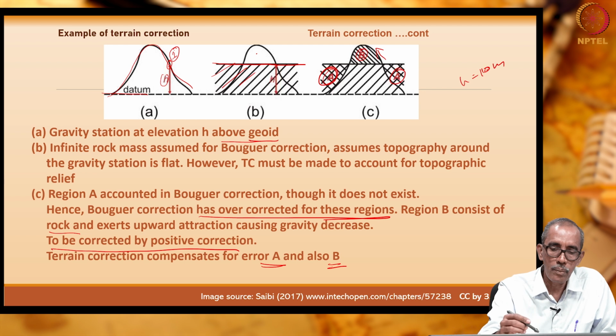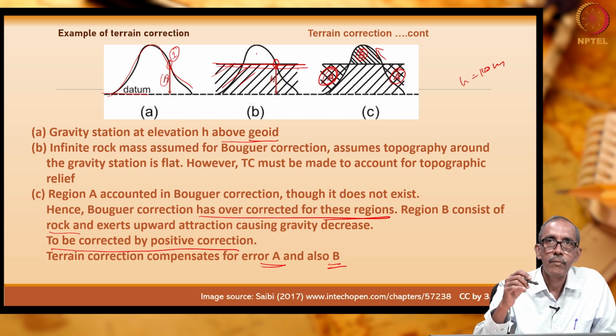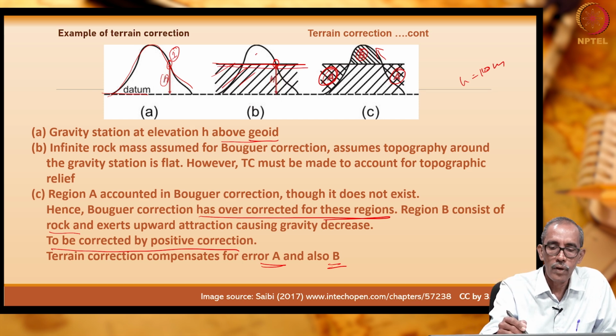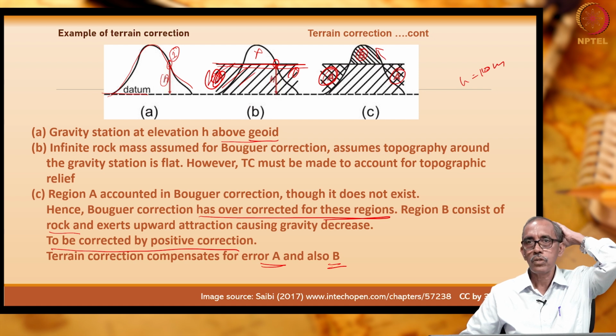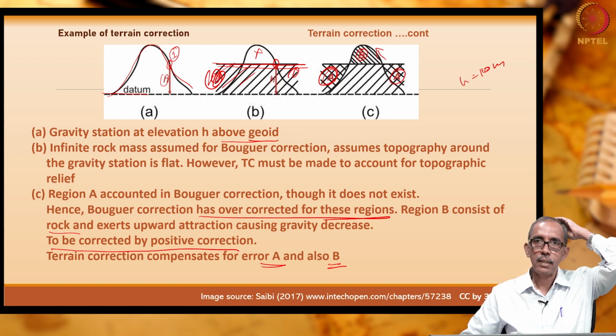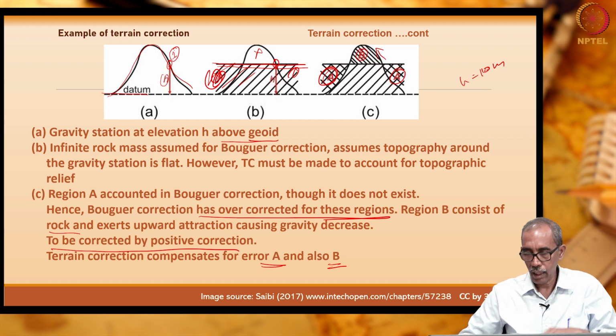Because previously in Bouguer correction, though the surface was like this, our gravity station happened to be here. So, we assumed an infinite slab. We eliminated, we forgot this, and also we added this which is not there, that is region A. We are overcoming these issues by carrying out terrain correction, right. We have accounted for both A and B, right.